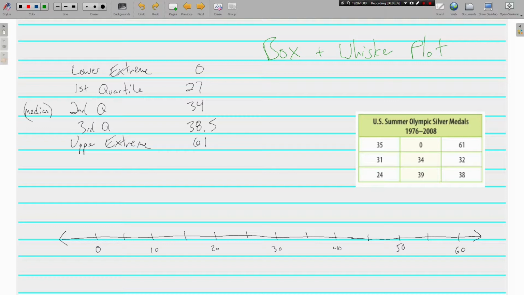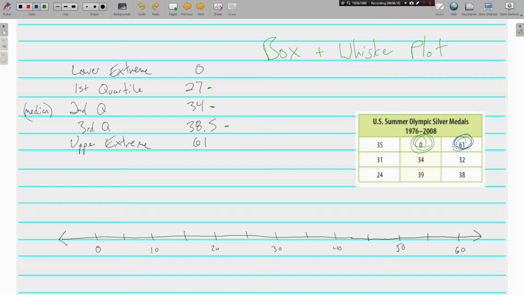This table right here is the same one that was on the page before. Here are the values that we just found. The first quartile is 27. Second quartile, which is the median of the whole thing, is 34. And the third quartile is 38.5. Now, I've also added a couple of other things. The lower extreme, you can probably figure out, is the lowest number in all our data. We've got that 0 right there. That's our lower extreme. The upper extreme is our greatest value in our data. That's where those came from.